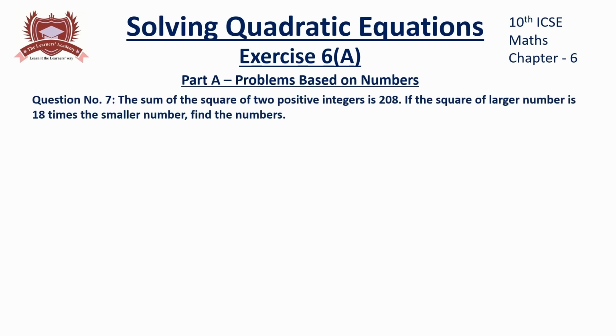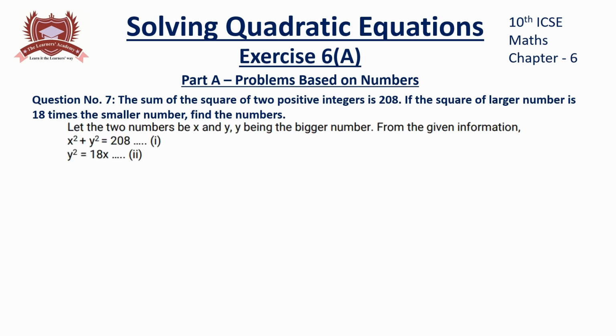Now, the next is question number 7. The sum of the squares of two positive integers is 208. If the square of the larger number is 18 times the smaller number, find the numbers. ये थोड़ा सा अलग है. अभी इधर अपन यूज करेंगे y वाला मेथड.